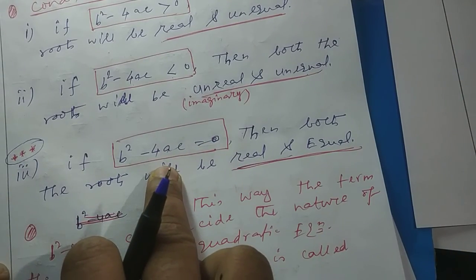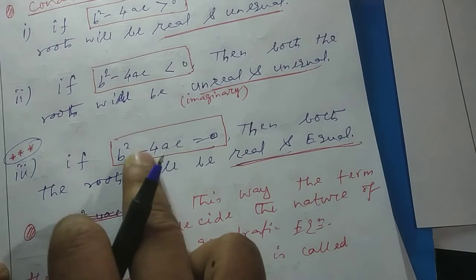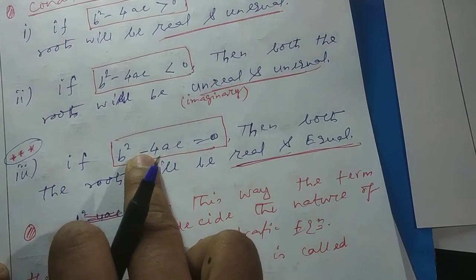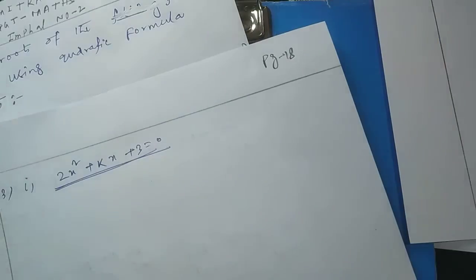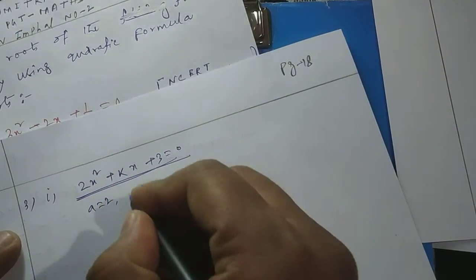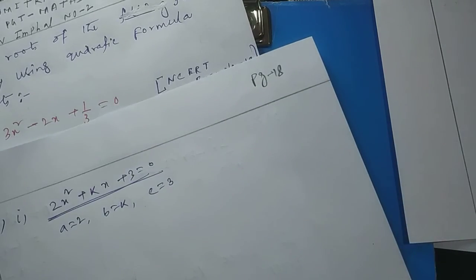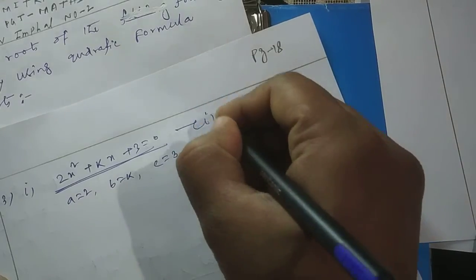Now look at condition number 3. For which condition will the two roots be real and equal? The discriminant has to be 0. That means b² − 4ac has to be 0. That is the only condition to be applied here. First find here a = 2, b = k, c = 3. Now give the equation the name 1.